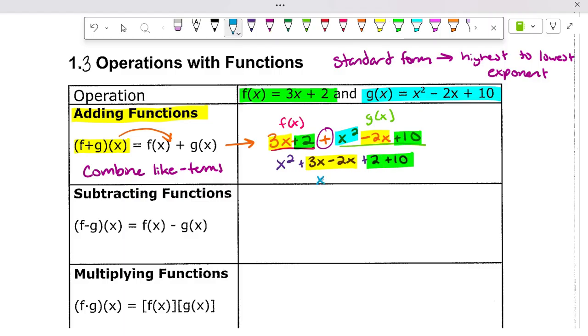So it'll be my final expression. I bring down the x squared. What's 3x minus 2x? Not just 1x. Oh, yeah, it is 1x. So plus, you can either write a 1 or you can just write x. 2 plus 10? 12. And that's all there is to it. That's your new answer. Easy, right? It's just combining like terms.